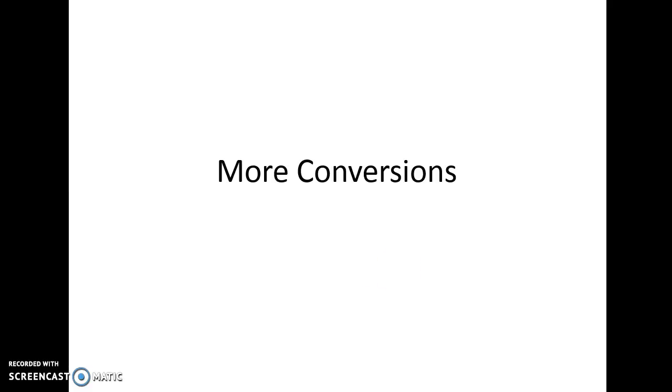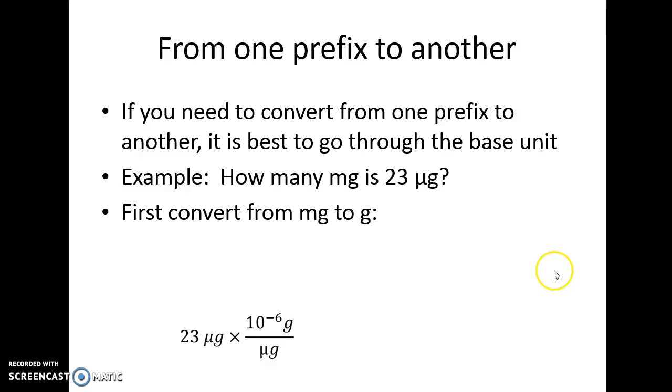In this online lecture, we're going to do slightly more complicated conversions. We're going to use more than one conversion factor. When we want to go from a unit that has one prefix, like milligram, to microgram, you might know how many micrograms are in a milligram, but the best thing to do is to go through the base unit, because then you're sure you know the relationship, because you can use the meanings of the prefixes.